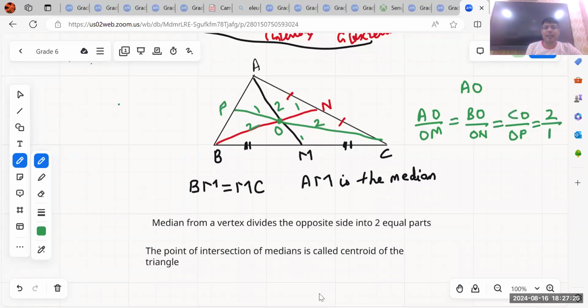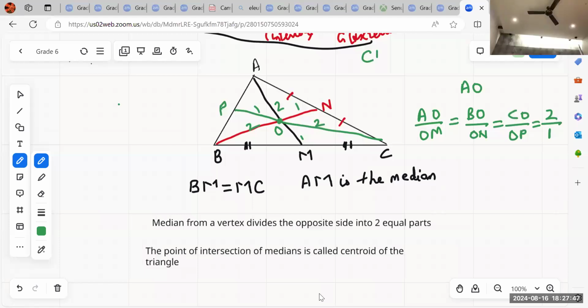So centroid is the... I did not understand. What do you mean by, first of all, dividing by? Understood that point O is called the centroid, where all three medians meet. You understood that a median divides the opposite side into two equal parts? Yes, sir, I understood. Now, suppose your CP, understood that.